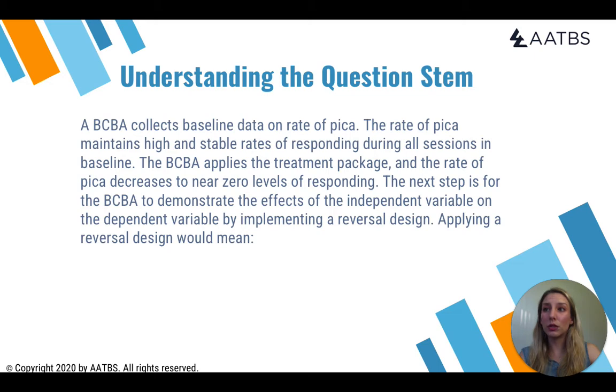All of the response choices are representative of experimental designs used to evaluate intervention effectiveness. The question asks the reader to apply their understanding of experimental evaluations that fit the description of following a reversal design given the information provided.